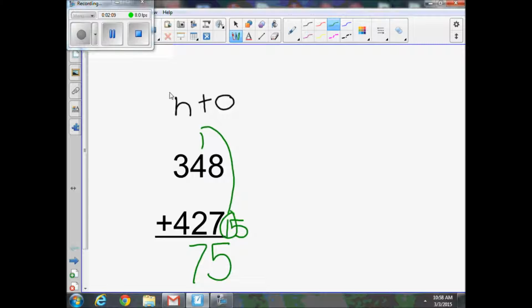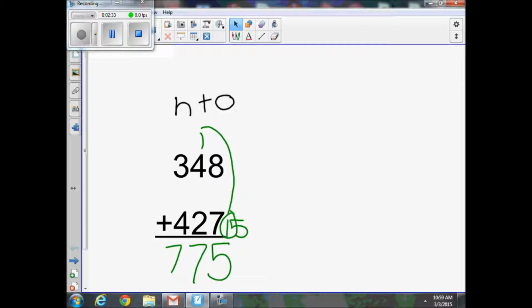What do we have in the hundreds place? 3 plus 4. 3 plus 4 equals? 7. Beautiful. So the sum of 348 and 427 is? 775. Beautiful, 775. Thank you, ma'am.